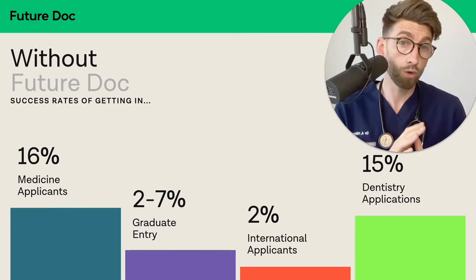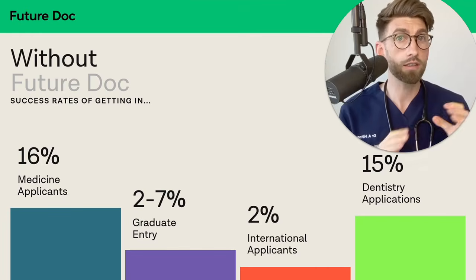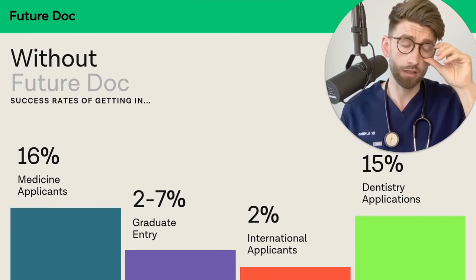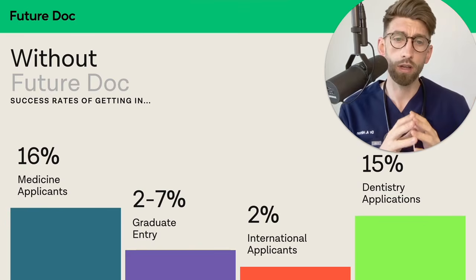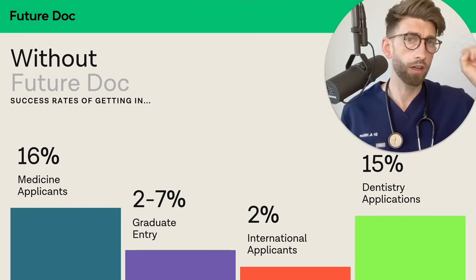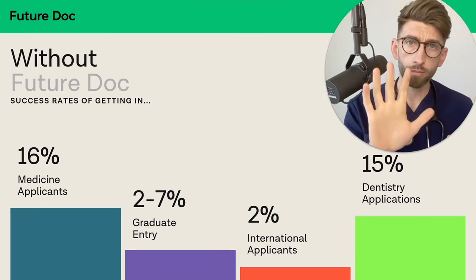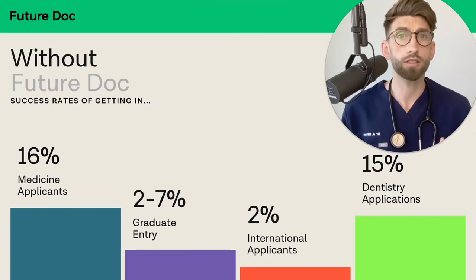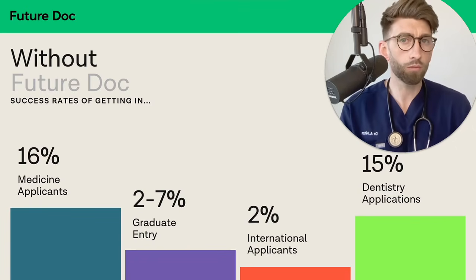But before we do so, I just want to get us in the right mind frame for how to look at these applications, because what's very tempting when you look at this is to just take the number of places, the number of applicants, divide one by the other, and then that gives you your application success rates. But that isn't the right way to look at it, and I'm going to explain a little bit why.